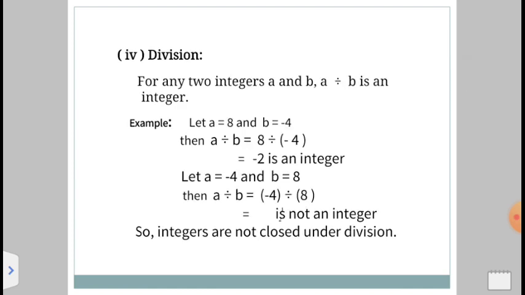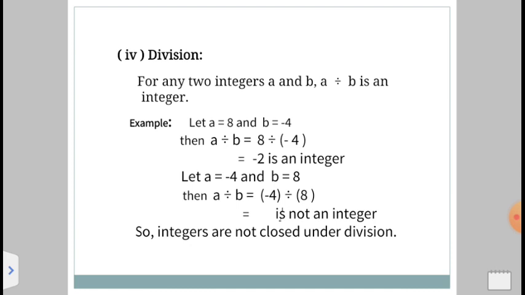Now let us check for division. For any two integers a and b, a divided by b is also an integer. When we divide two integers, the quotient is also an integer. Let's check whether it is true or not.